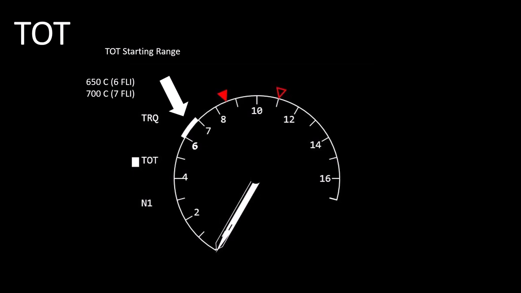It says in the RFM that FLI is not a representation of torque. It's not a representation of percentage. It's just an arbitrary number. Don't feel like 10 is 100%. It's just arbitrary. It gives you something easy to look at real quickly while you're flying. So your normal starting range here is 650 to 700, or 6 to 7 FLI.